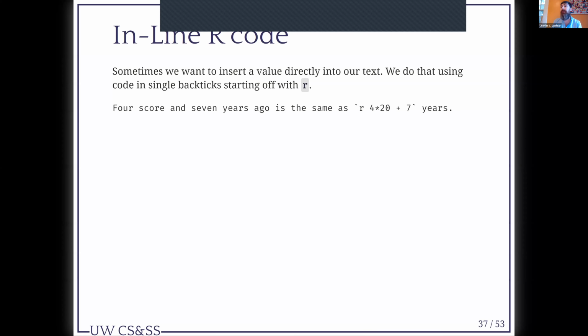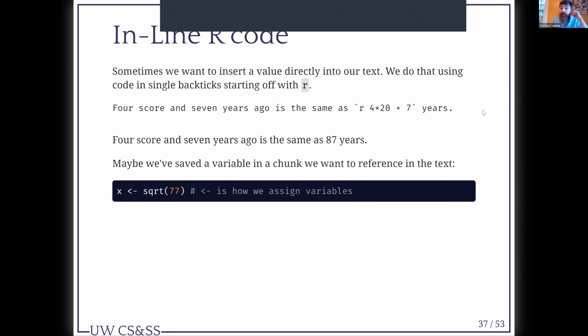You can do this really simply in your text like this. I could say something like, write this code in my R Markdown document: 7 years ago is the same as backtick R space 4 times 20 plus 7 years. When my document is knit, the actual text you're going to see is 7 years ago is the same as 87 years. It runs the math and inputs the text, and people never know any code was run at all. This is an inline R Markdown thing. I'm going to require a couple of these in the homework.